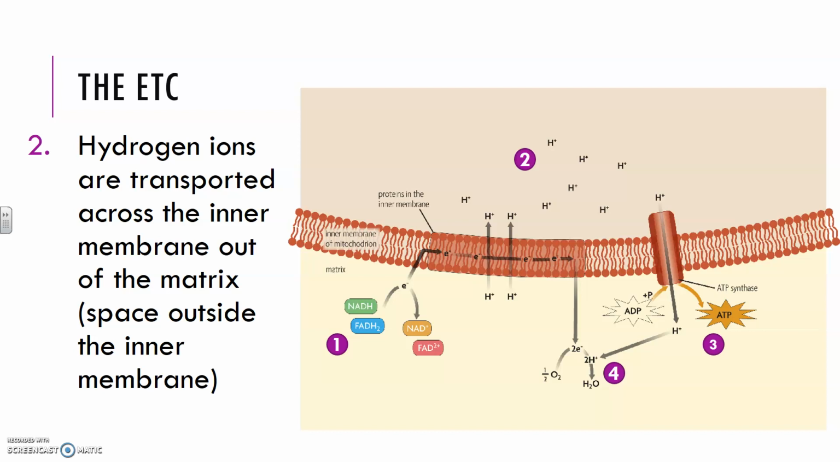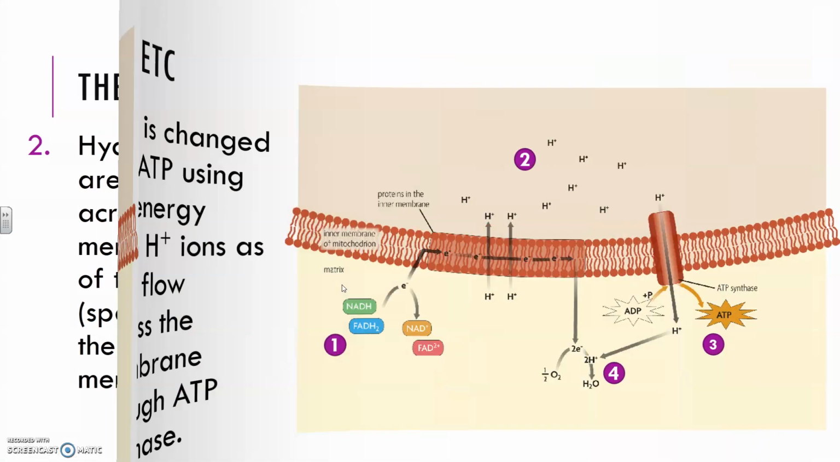So those hydrogens are going to be transported across the inner membrane out of the matrix. So they're going to go into the inner membrane space. All right. So the NADHs, FADH2s, those are coming up to this membrane from the matrix side. Okay, so from the innermost side of it.